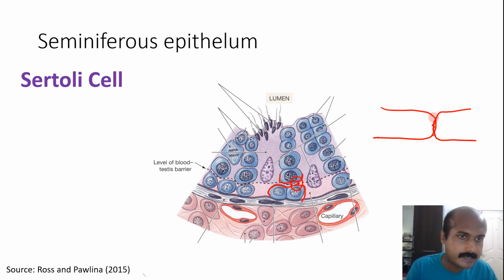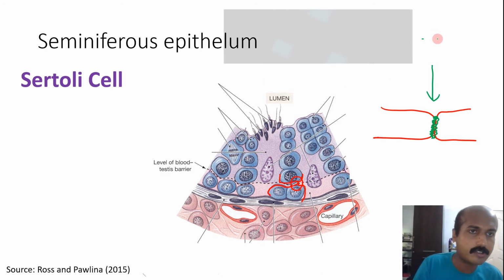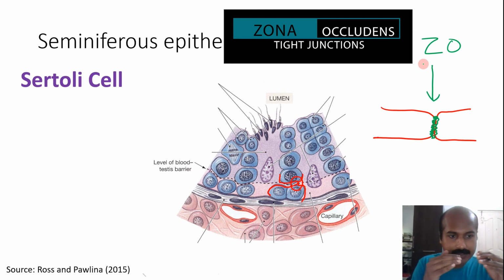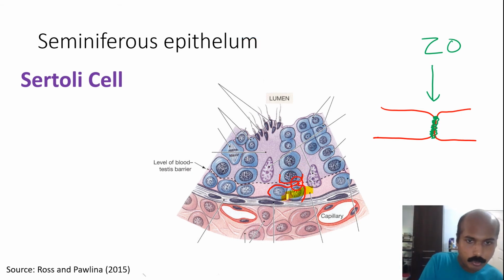This site, the Sertoli to Sertoli cell junction, is a location of very tight junctions. Tight junctions are also called zonula occludens. So zonula occludens are present here, which divides this entire spermatogenic cell line into two compartments. You have a compartment over here and another compartment over here. This division is made by the sites of Sertoli cell contacts, which form tight junctions, and this is the reason why you have a blood testis barrier.